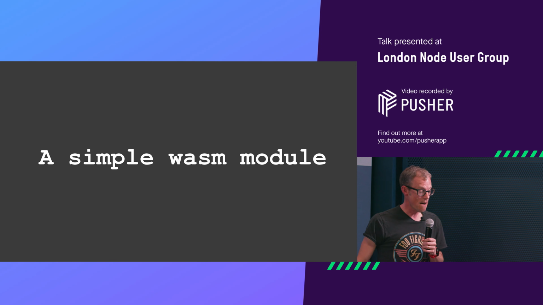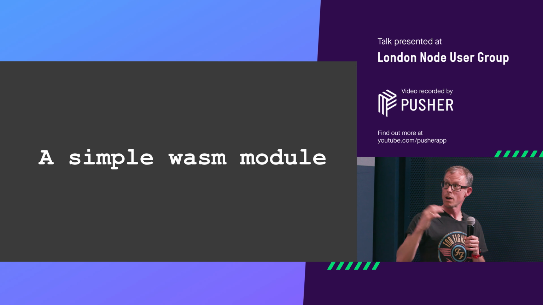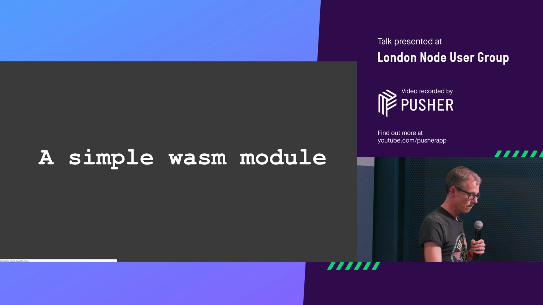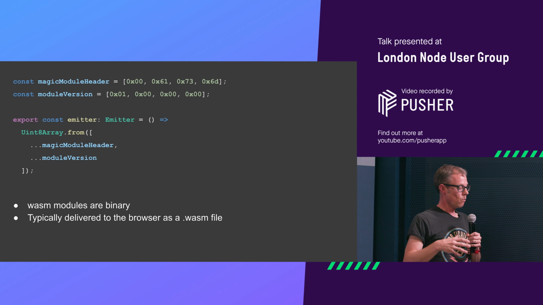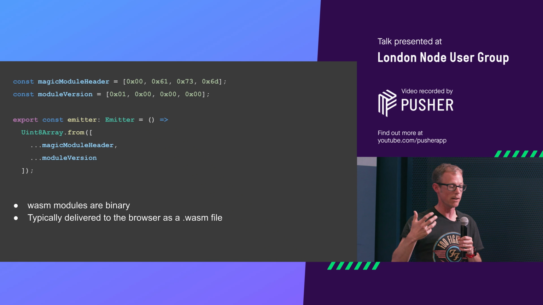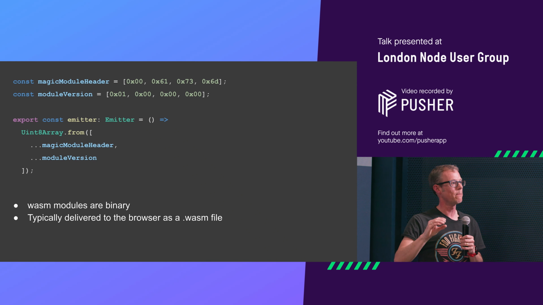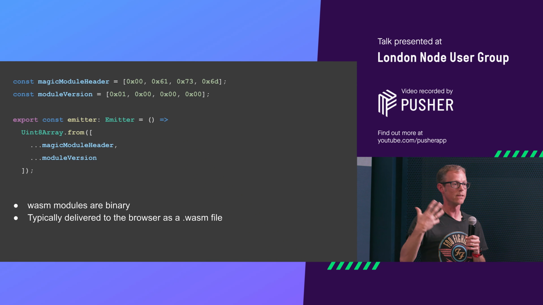So let's start from the very beginning. Let's create the simplest and smallest WebAssembly or WASM module we can. So, WASM modules are a binary format, so this is quite different from JavaScript, which is a text-based format. So it's delivered to your browser as a binary. Typically, it's delivered as a WASM file. However, you can construct the binary format in memory, and that's what I'm doing here. This is the simplest WebAssembly module that's fully formed and valid.